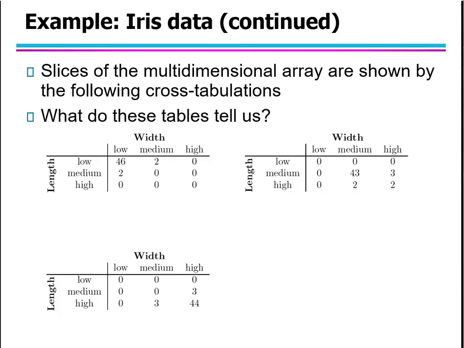Slices of the multi-dimensional array are shown by these cross tabulations. This table shows the counts for different combinations of the dimensions. By examining these slices, we can start to see patterns in the data, such as which combinations of petal width and length are most common for each species.